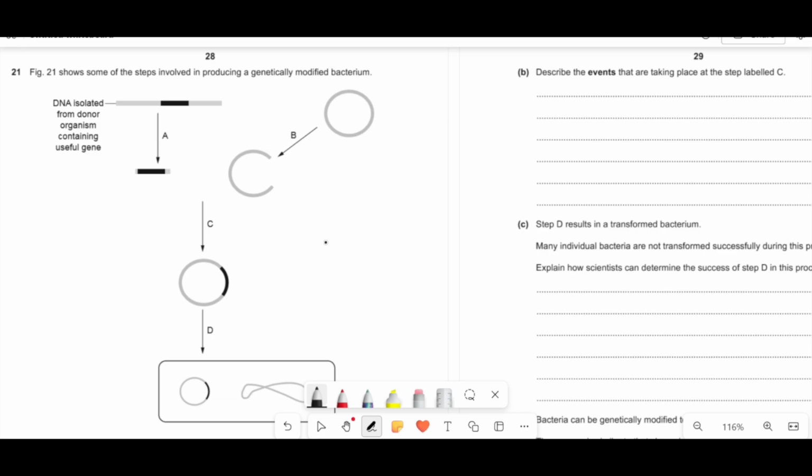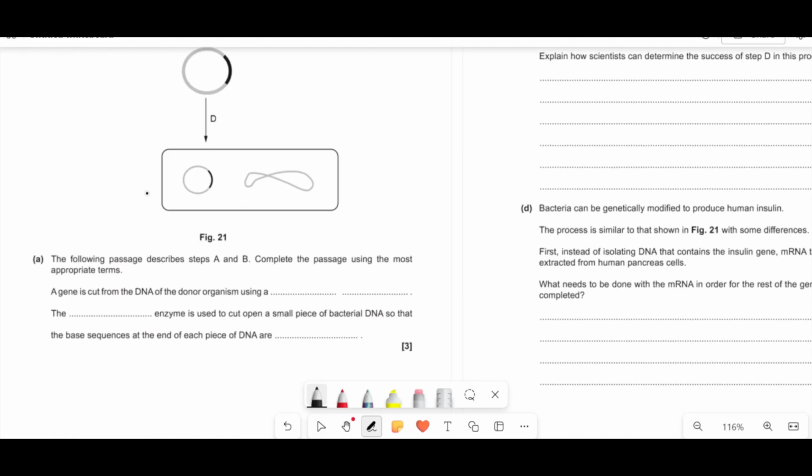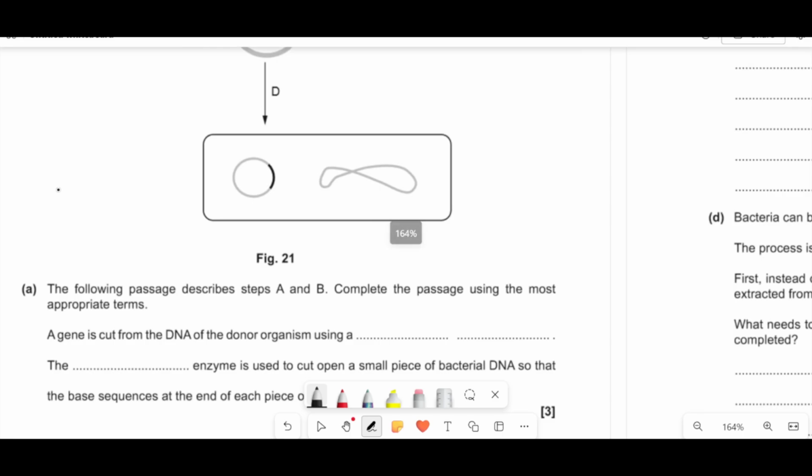Done. So figure 21 shows some of the steps involved in producing a genetically modified bacterium. DNA is isolated from a donor organism containing a useful gene. So we've chopped it out. Here we also made a chop in this plasmid. Then we're sticking it in here, and we're putting it back into the bacterium. So in this case, we've been using a bunch of techniques.